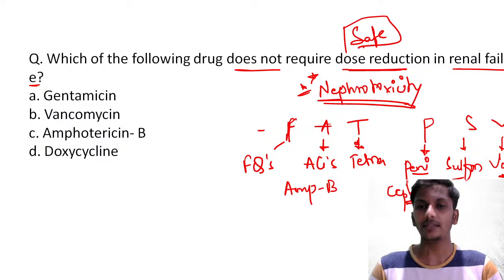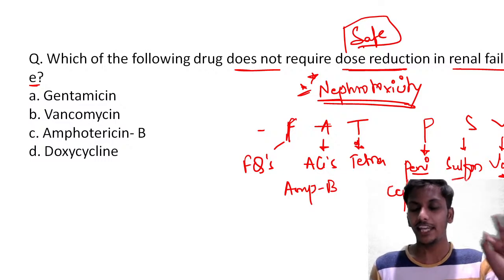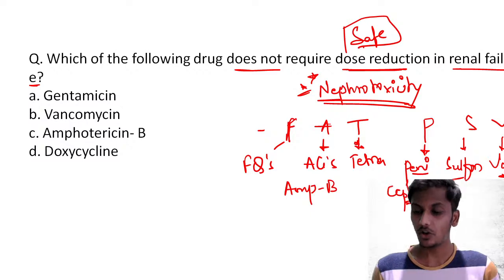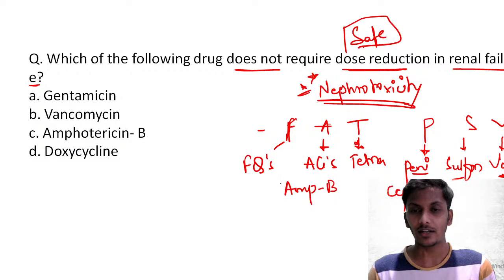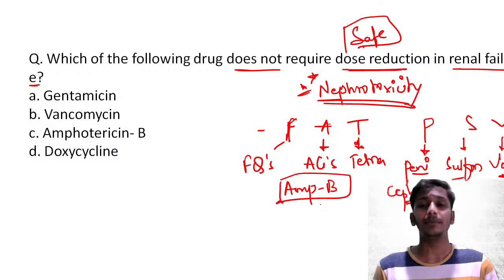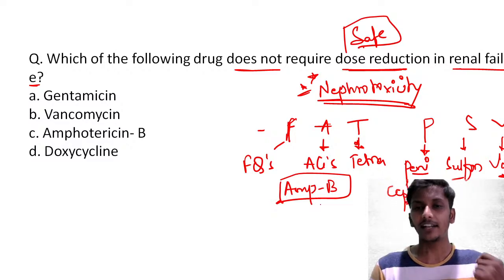Okay, so important ones. Nephrotoxic drugs are FAT PSV: F for fluoroquinolones, A for aminoglycosides and amphotericin B, T for tetracyclines, P for penicillins and cephalosporins, S for sulfonamides, and V for vancomycin. All of these are antibacterial except amphotericin B, which is an antifungal agent. We'll be talking about amphotericin B because it is very important nowadays. So all of these drugs are nephrotoxic.